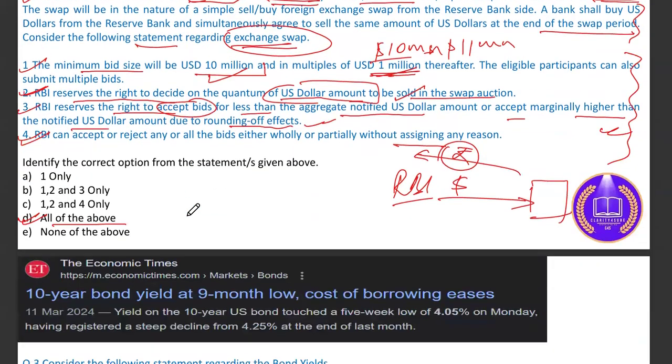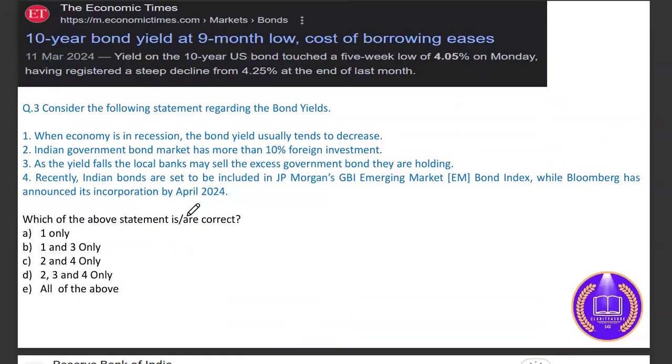Let's move on to another important news that appeared on the same day, 11th of March, in the Economic Times. It was regarding the 10-year bond yield at a 9-month low, and the cost of borrowing.